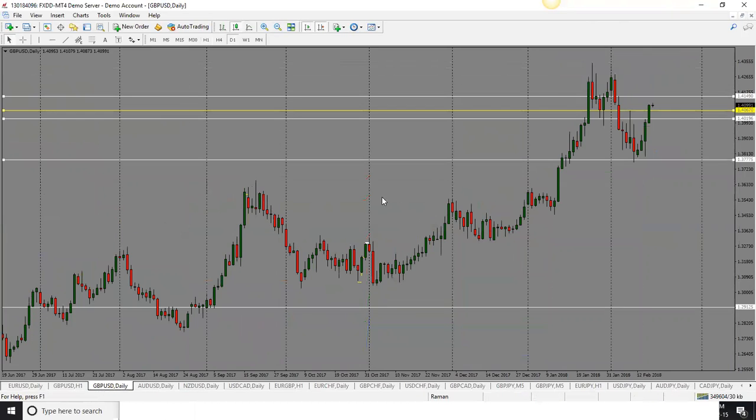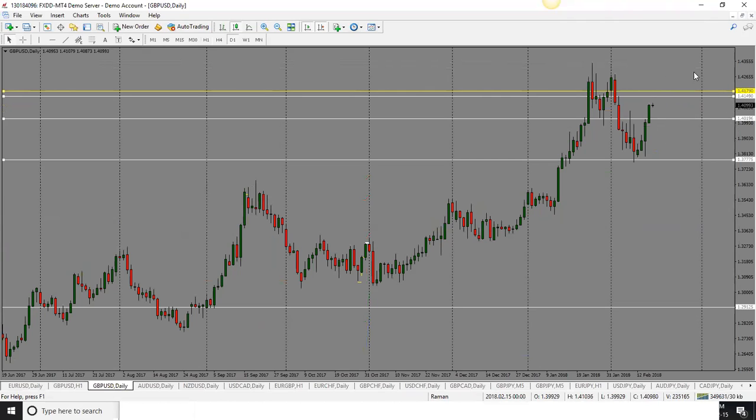And then pound dollar, same story here. We are very bullish. Yesterday we were looking for a move to the upside, and we got that. Now, based on the daily candle close here, this is also very bullish. So looking for another move to the upside, and 1.4150 will be the first target, and then 1.4180 or maybe even higher. We could push into 1.4200.